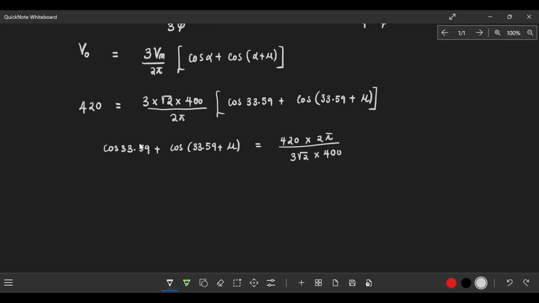Now I'm going to send this cos 33.59 to the other side of the equation so that I just remain with cosine 33.59 plus mu. This is equal to, so let me just simplify this, okay? So 420 times 2 pi, 420 times 2 pi.